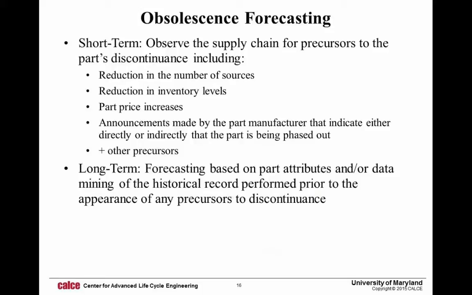There's short-term forecasting, which usually means you observe the supply chain for precursors to discontinuance. These may be a reduction in the number of sources, a reduction in inventory levels, maybe part price changes, and certainly announcements made by the manufacturer. There are other things you can look for. These are usually short-term things. Within 12 months of discontinuance, you start to see these sorts of things show up.